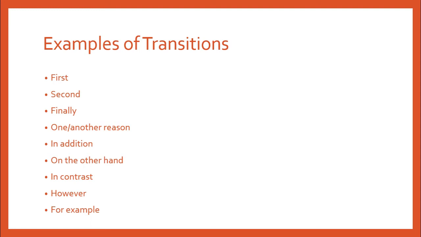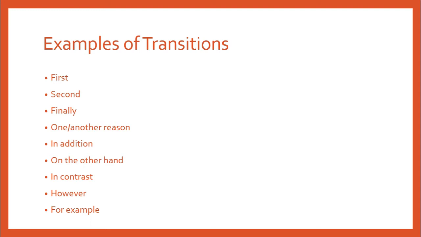So saying, on the other hand, or in contrast, shows that the two ideas you are describing are not similar to each other. And however does the same thing as well. So you can say something like, Thailand is a very small country, however, Malaysia is a much larger country. Something like that shows that the ideas you're talking about are not similar to each other.